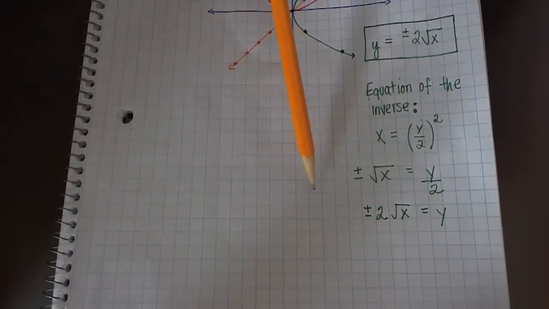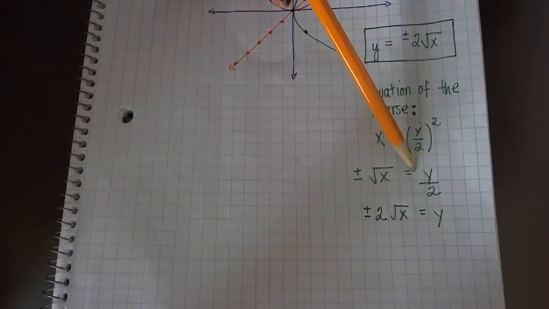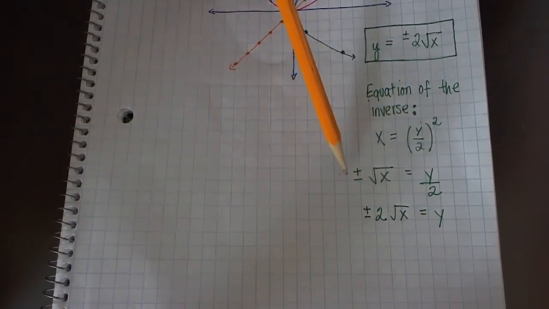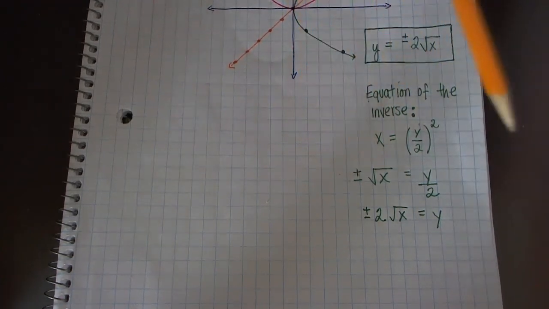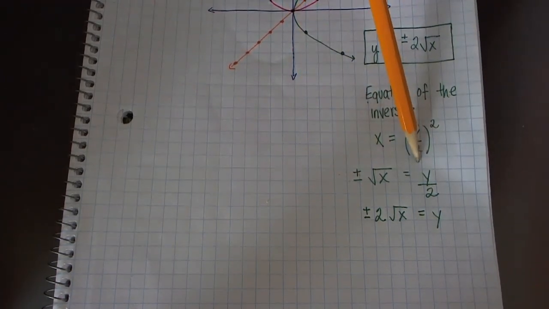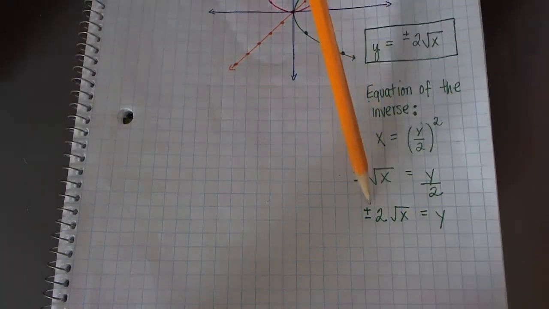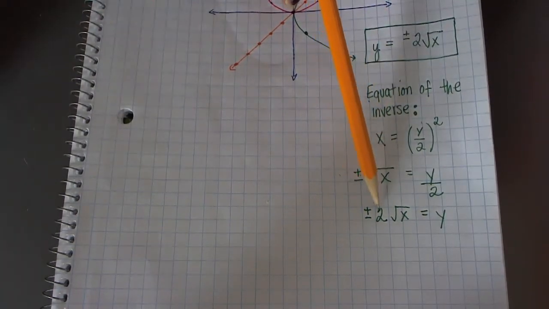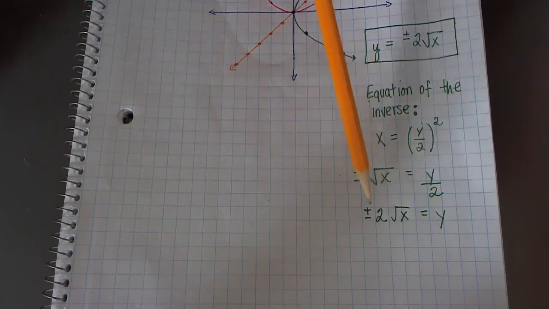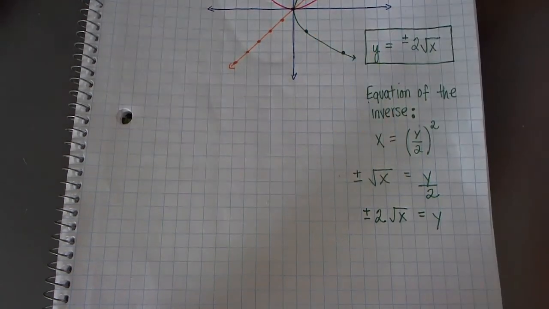So I'm going to take the square root of both sides. When I take the square root of both sides, in this equation I have to include plus or minus the square root of x. And now I'm left with y divided by 2. So if I multiply both sides by 2, down here I'm going to put that 2, attach it to that root x, and then I get plus or minus 2 root x.